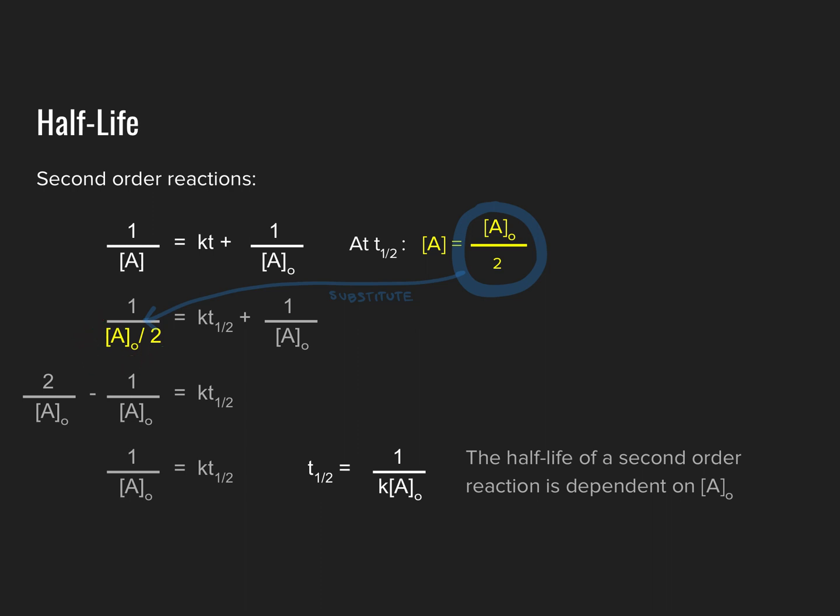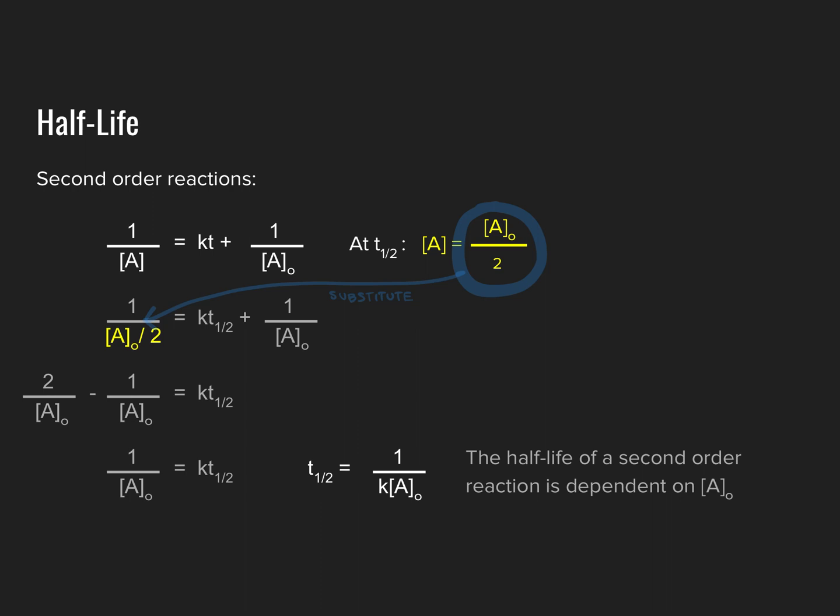And then I'm going to subtract from both sides 1 over [A]0 to bring that over to the other side. That now gives me 2 over [A]0 minus 1 over [A]0 is equal to k times the half-life time. And at that point, I can do a quick subtraction. 2 over [A]0 minus 1 over [A]0 yields simply 1 over [A]0, and that therefore will be equal to k times the half-life time, t1/2. And a quick manipulation one more time, I can rearrange and solve for t1/2. That gives me a half-life time equal to 1 over the rate constant k times the initial concentration of A.